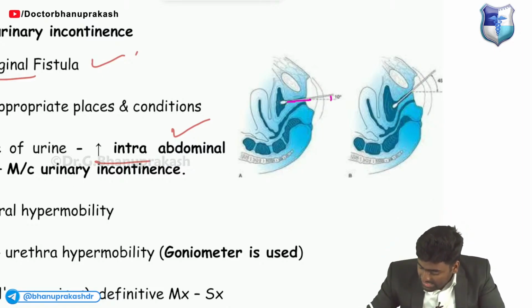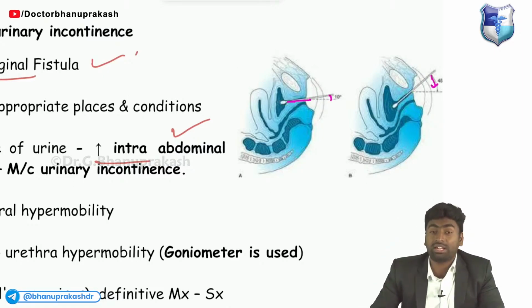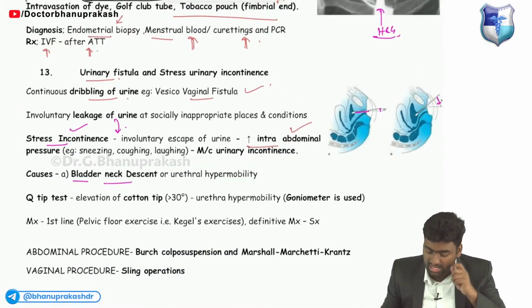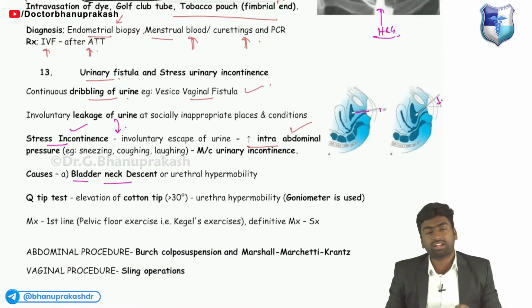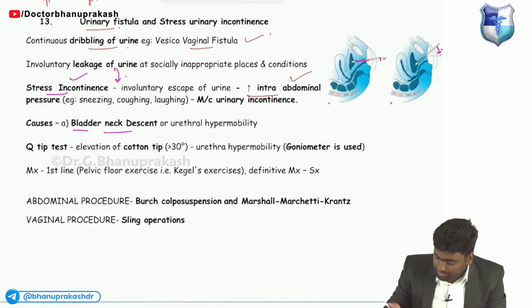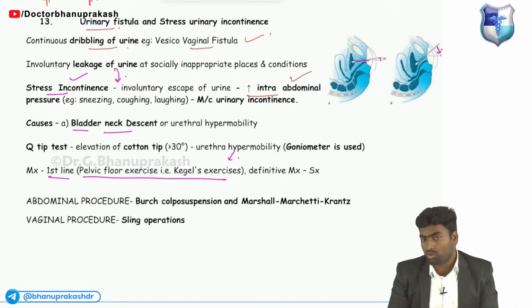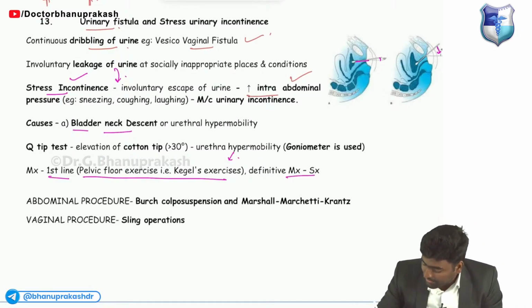And if this angle is less, that is normal. If the angle is more, it will tell there is a bladder neck hypermobility, and this is because of this stress urinary incontinence, and we will tell them to do exercises. Fine. The first line is the pelvic floor exercises. If it is not controlled by this, then we'll do the definitive management, which is the surgery.